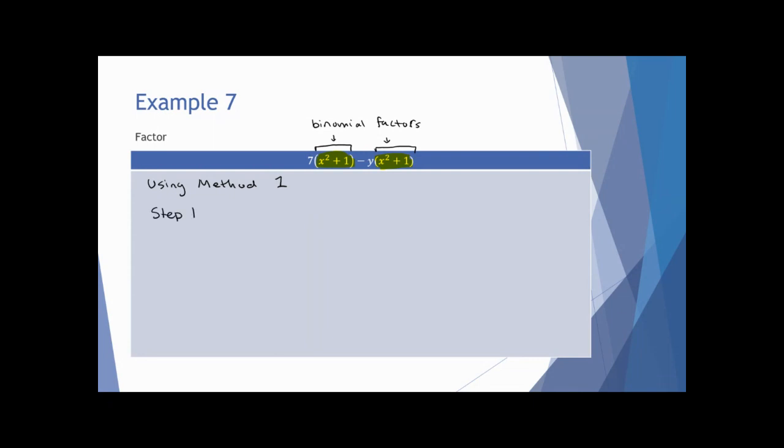So step 1 is to identify the greatest common factor. And so the only thing they have in common is an x squared plus 1. That's the only thing that's in common between them. Otherwise, there's a 7 and a y. They don't have anything that matches.